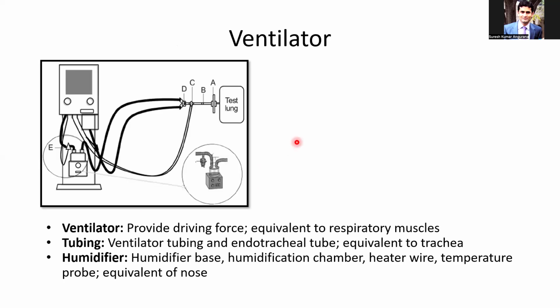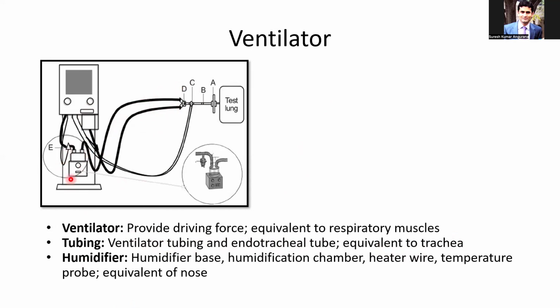So mechanical ventilator is basically a device which provides driving force, and it provides gases at a particular flow. It generates pressure so that there is some change in volume inside the lungs. So this external device is equivalent to the respiratory muscles of the human body. And then there are ventilator tubings which connect the ventilator with the patient, and these tubings include endotracheal tube and ventilator circuit tubing, and these are equivalent to the conducting pathway of the respiratory system.